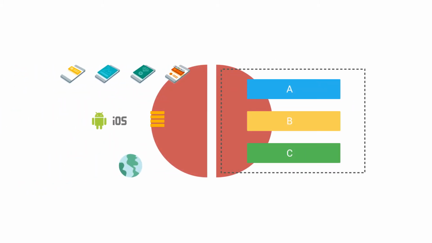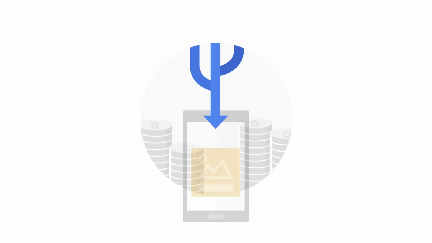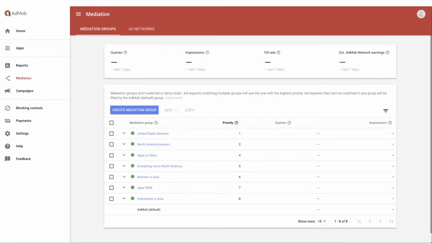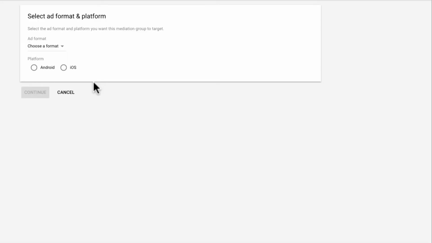Mediation groups allow you to make changes to your targeting criteria and ad sources in one place, and then apply them across your entire portfolio of apps. For example, to target all of your rewarded ad units with 2 ad networks, simply create a mediation group to do the heavy lifting.